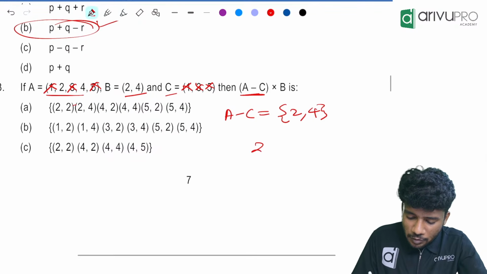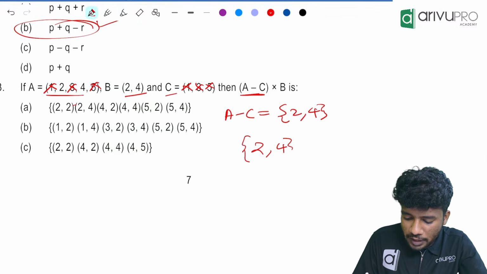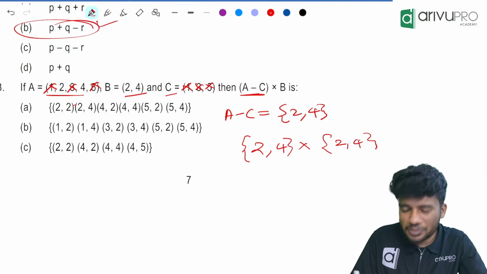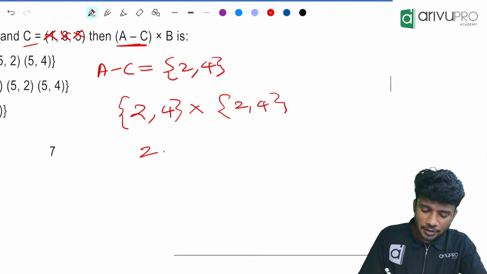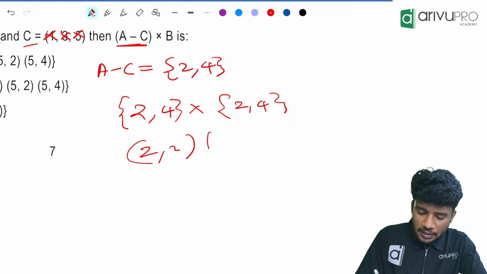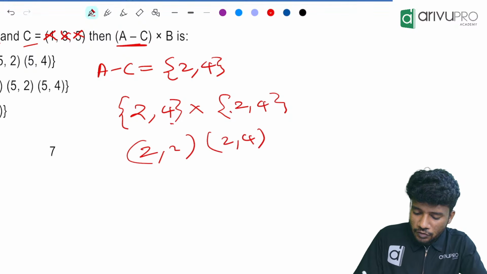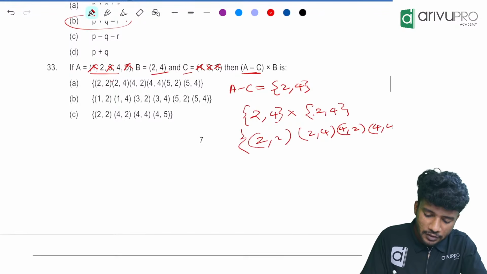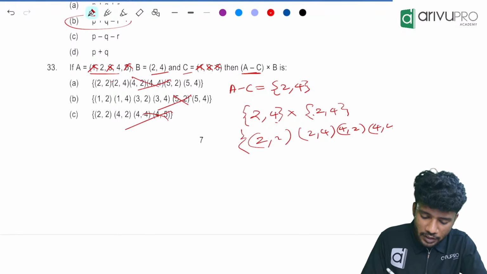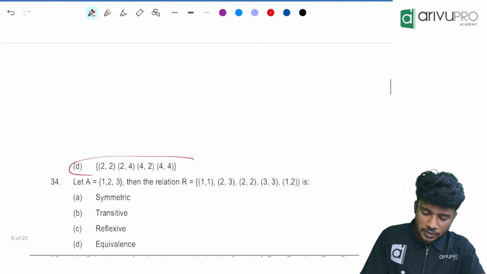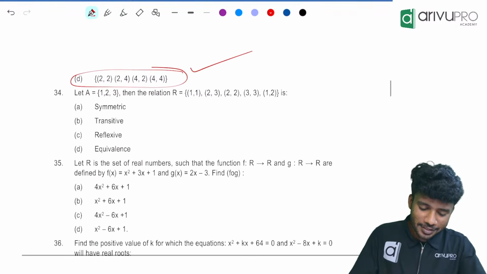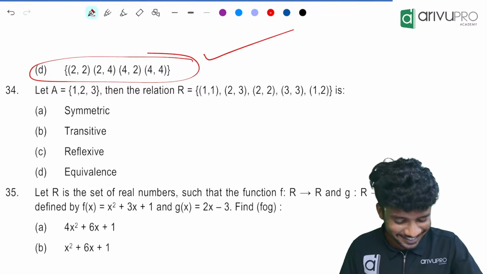Now people, we need to find the Cartesian product, we need to take 2 comma 4 into B, which is how much? That is also 2 comma 4. Another question which we solved in class. So the answer is how much? 2 comma 2, then 2 comma 4, then 4 comma 2, then 4 comma 4. Looking at that, which option is giving you the answer? 5 is not there, 5 is not there, 5 is not there. Only one option is there, that is option D. Very easy answer. Hello Asha, yes. You can comment here, yes.